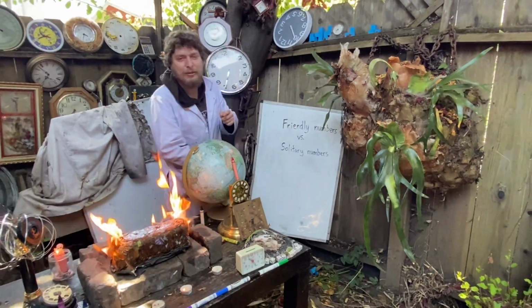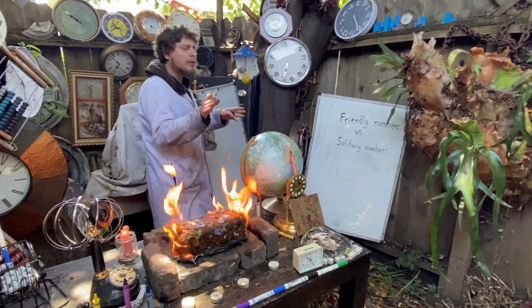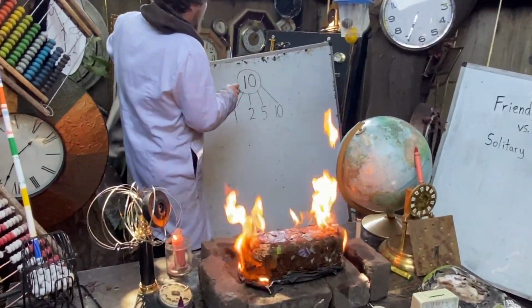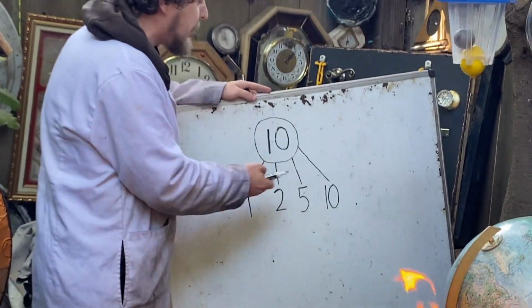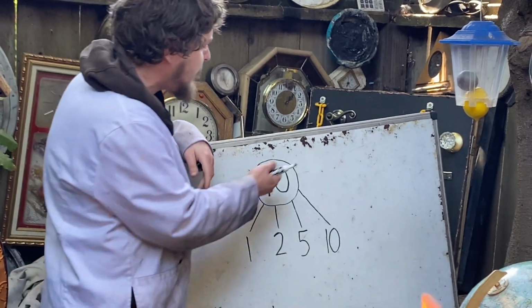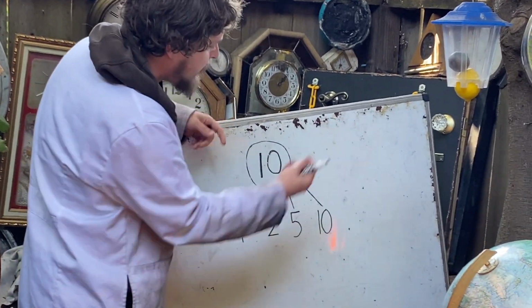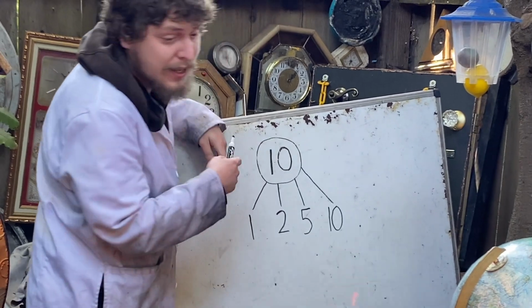This mystery relates to a type of number known as friendly numbers, and another type known as solitary numbers. And in general, it relates to looking at the divisors, or factors of a number, like the things that can cleanly divide 10. The positive integers that can do that are 1, 2, 5, and 10.